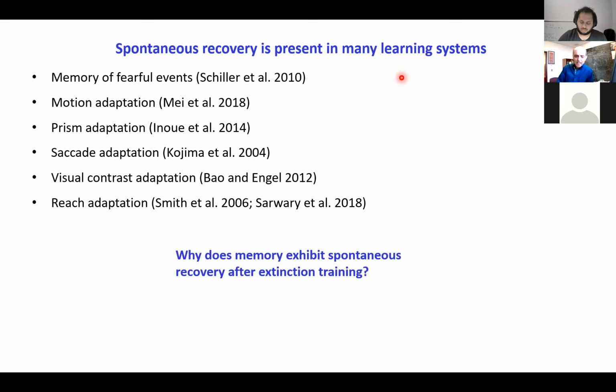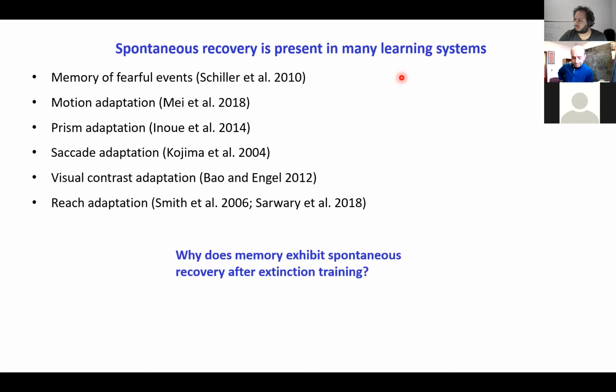Typically, it takes less time to train on the reversed error. So in these adaptation experiments, learning is slow, but unlearning seems to be pretty fast, in terms of bringing your performance back to baseline.